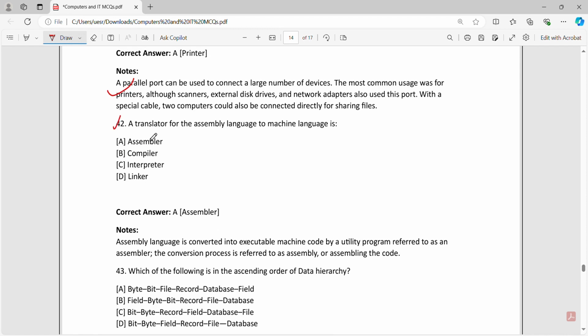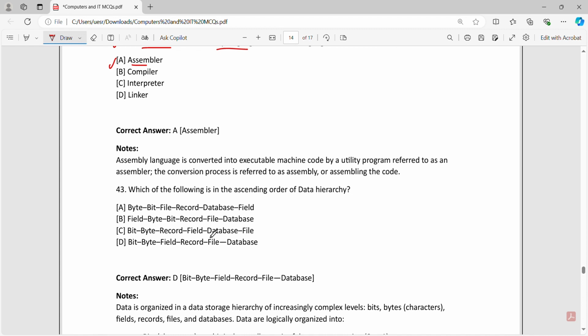Question number 42. A translator for assembly language to machine language is an assembler. Assembly language is converted into executable machine language by a utility program referred to as an assembler. The conversion process is referred to as assembly or assembling the code.